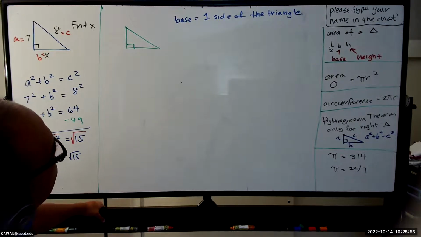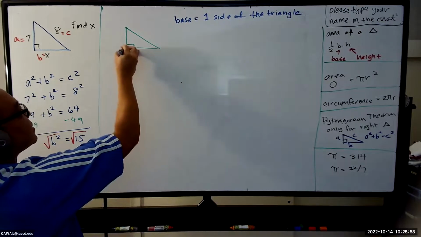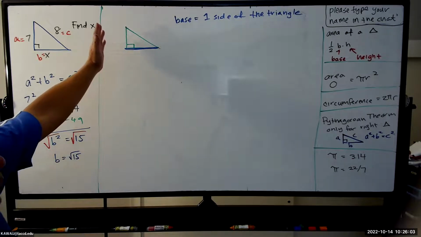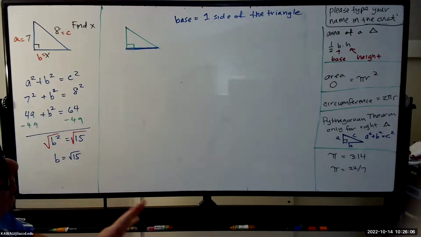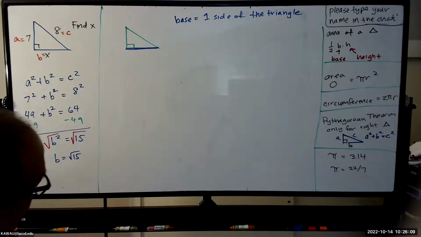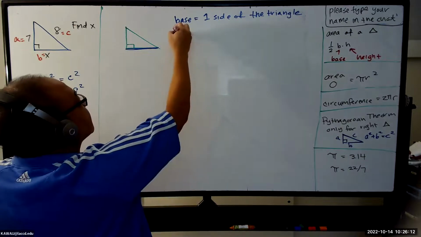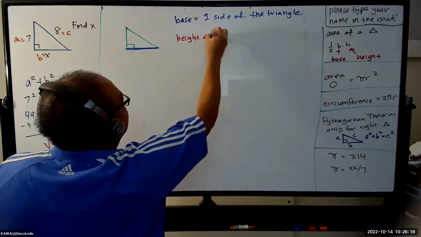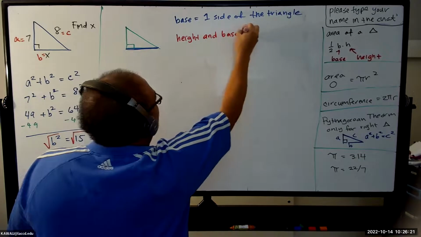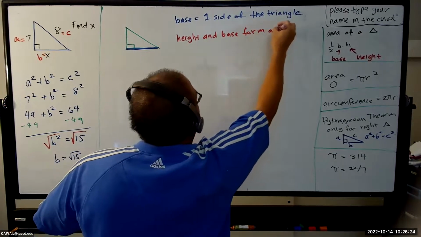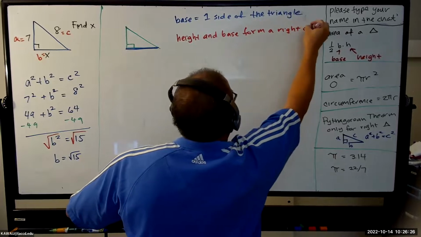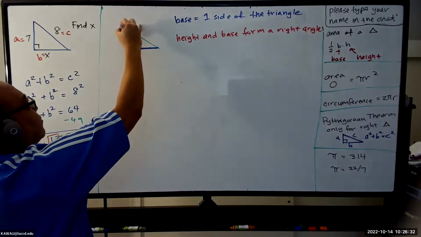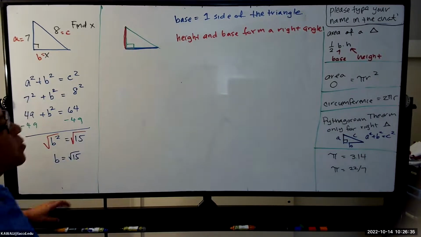Okay. So if I had a base for this triangle, this would be my base right here. It's one side. Any of the sides could be a base, but just know that it is equal to one side of the triangle. Now the height and base form a right angle. Okay, so this right here would be my base, right? They form a right angle.